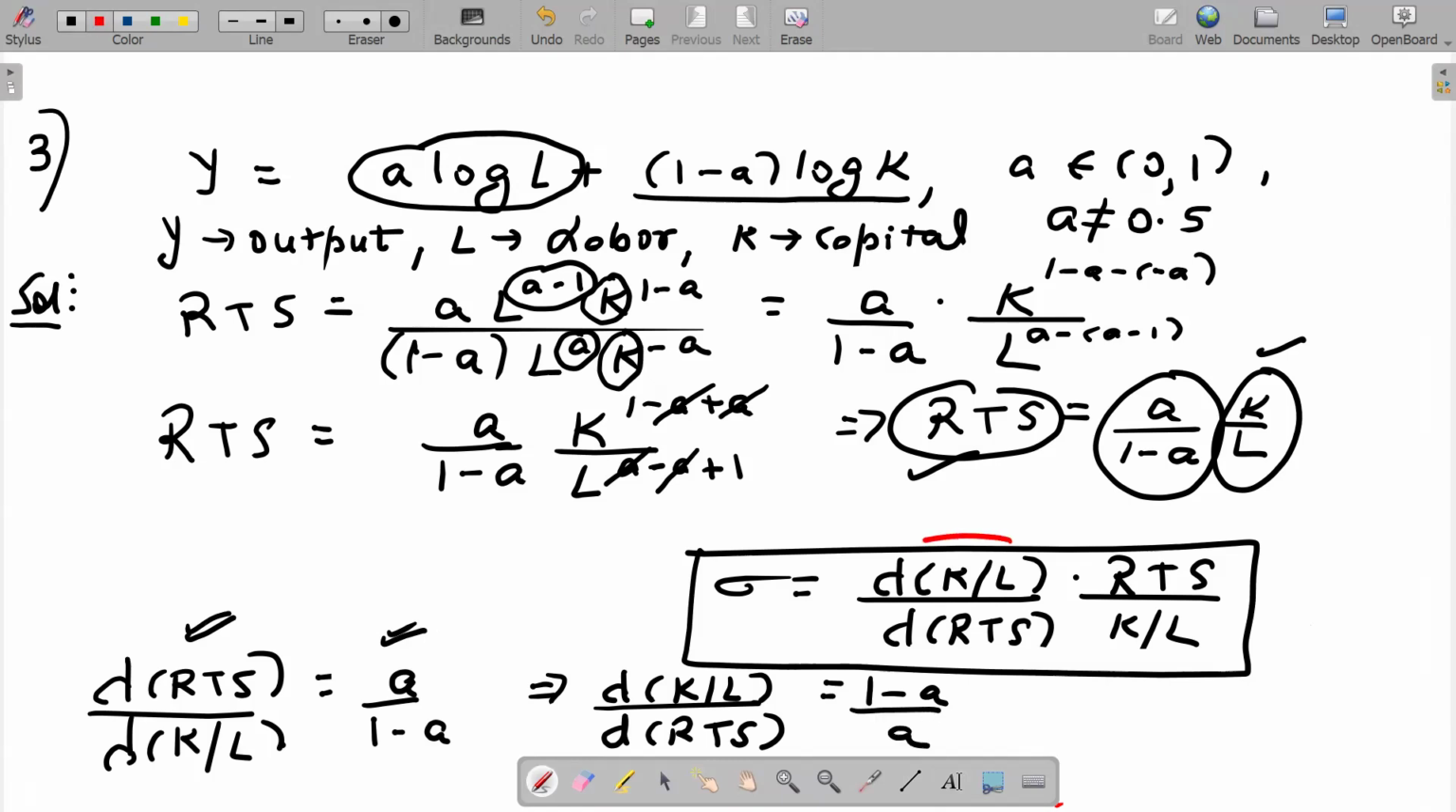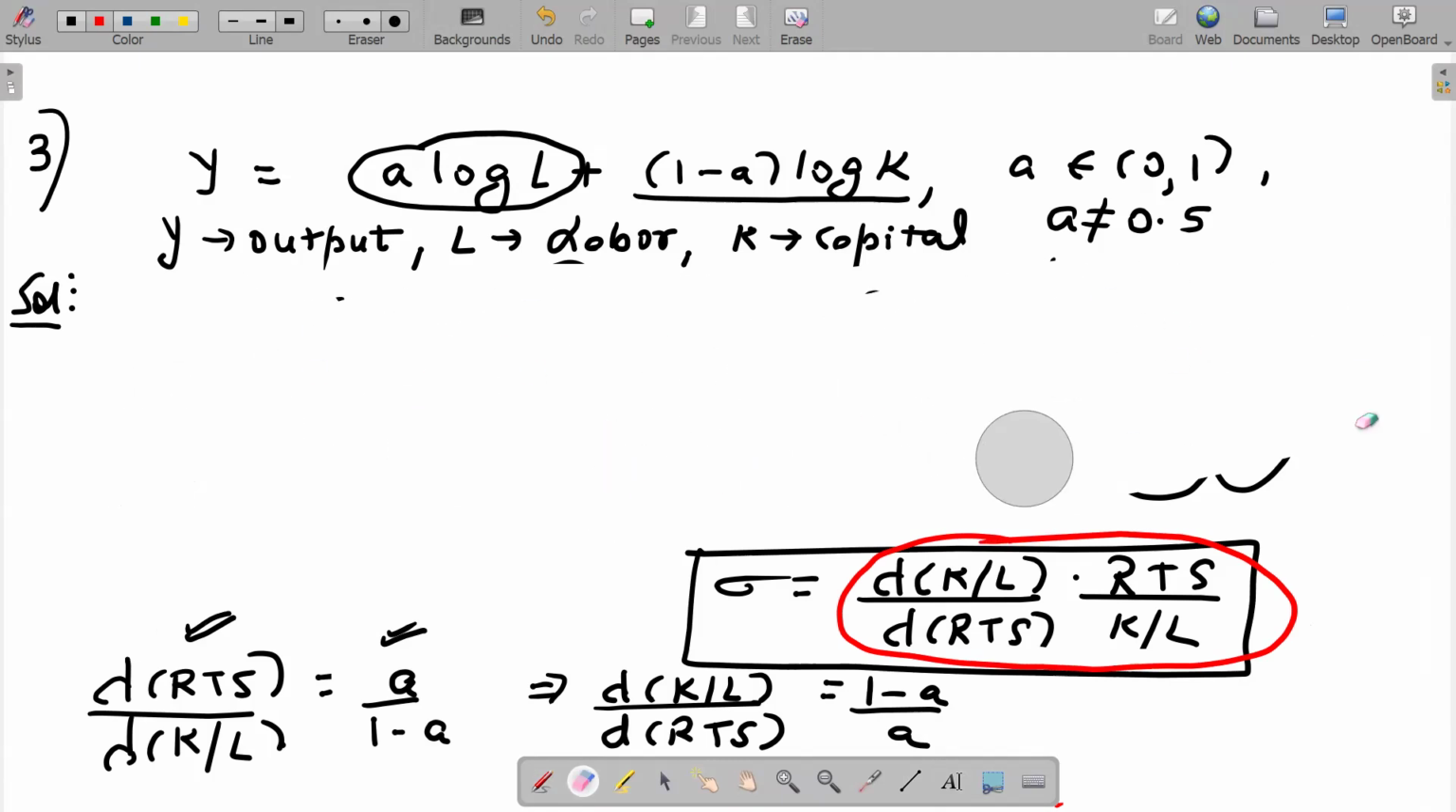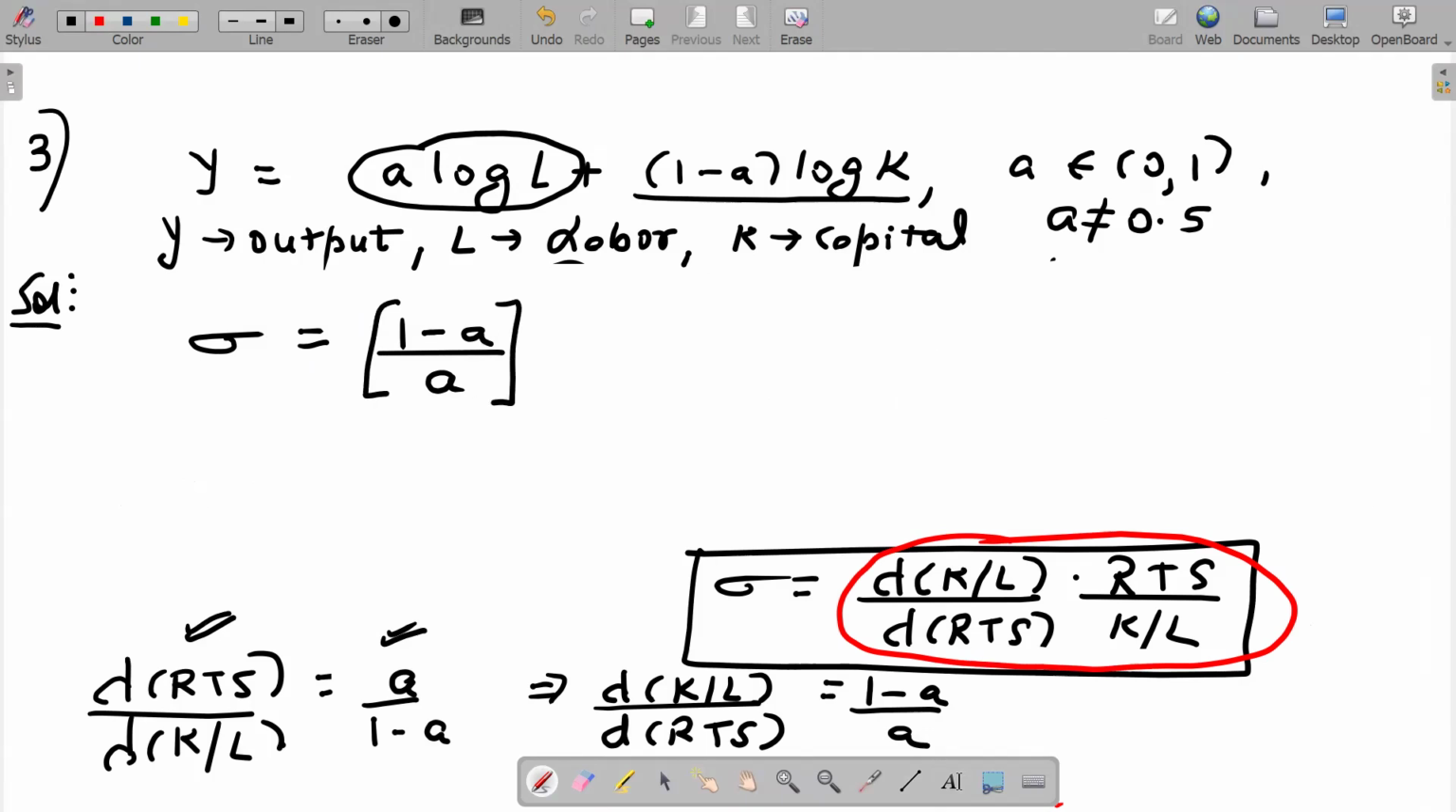Now it's time to plug everything into this formula. So if I erase this initial portion off, I can write that sigma, which is my elasticity of substitution, is going to be dK by L by dRTS, which is 1 minus A over A, times RTS. What did RTS come out as? Students can recall that RTS was A over 1 minus A times K by L, divided by K by L.